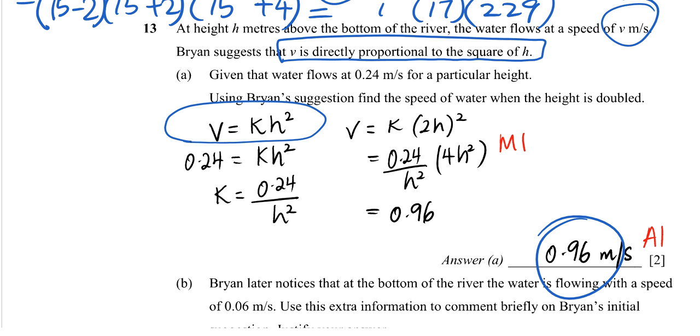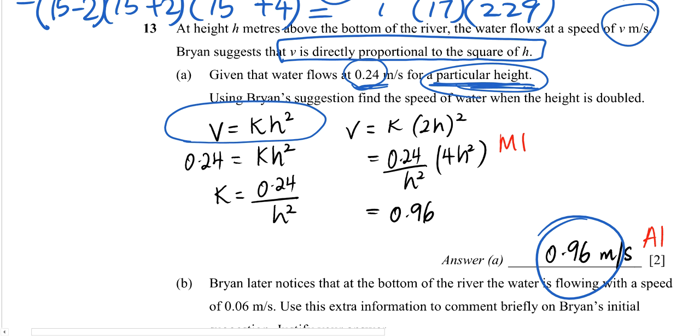So they told us that, for a particular height, did they say the height? Can you guess? Cannot guess. For a particular height, the water is flowing at 0.24 meters per second. So 0.24 refers to V or H? V. It refers to V. For a particular height. So I don't know the height, right? Let the height be something.